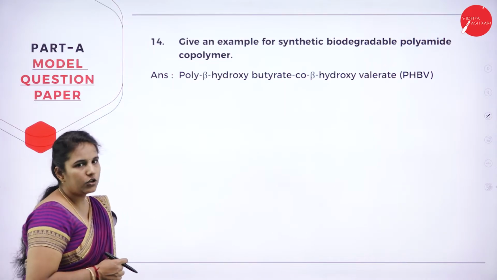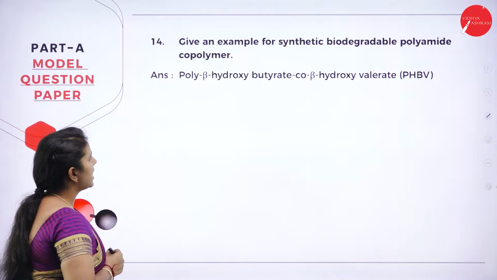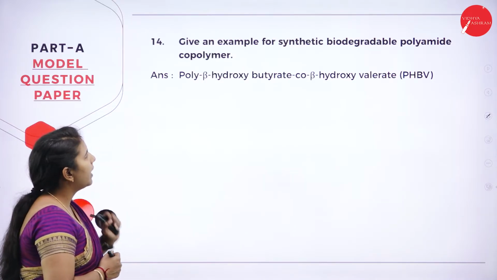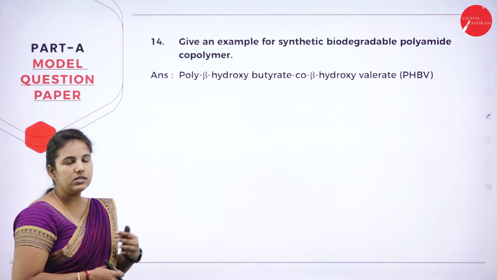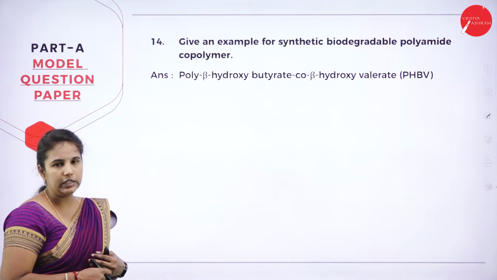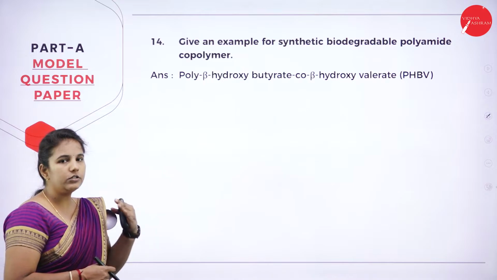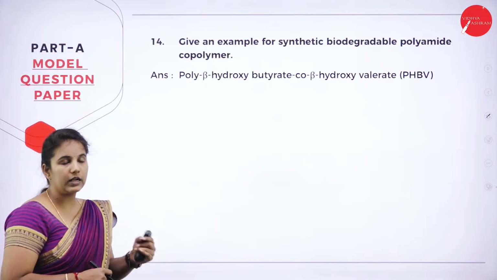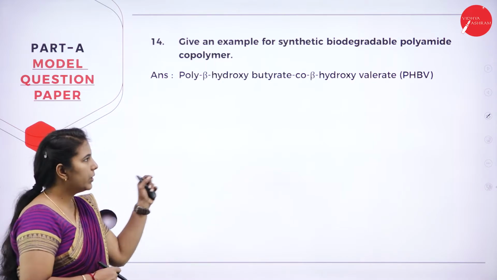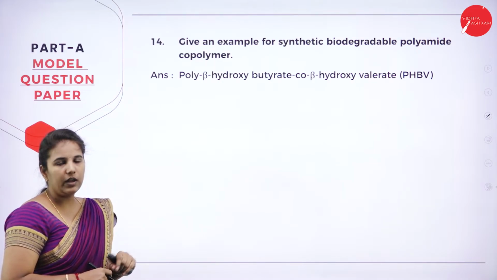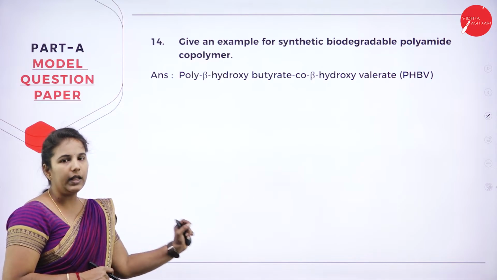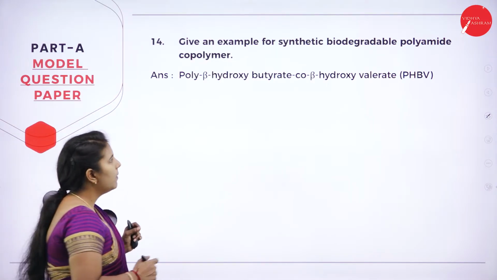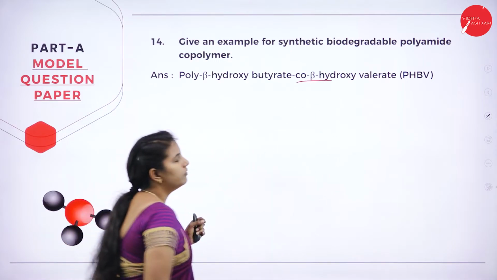Next, the 14th question goes like this. Give an example for a synthetic biodegradable polyamide copolymer. This is a question from organic chemistry, in the polymer unit. You need to write one example for a synthetic biodegradable polymer, that is a polyamide polymer. So the example is PHBV, which is nothing but poly beta hydroxy butyrate co beta hydroxy valerate.